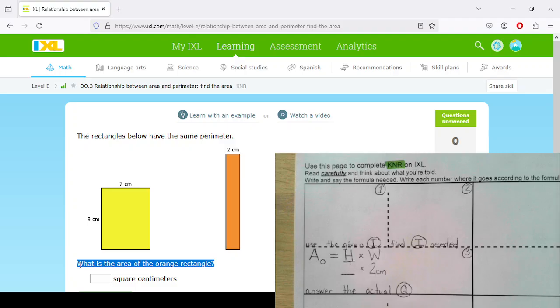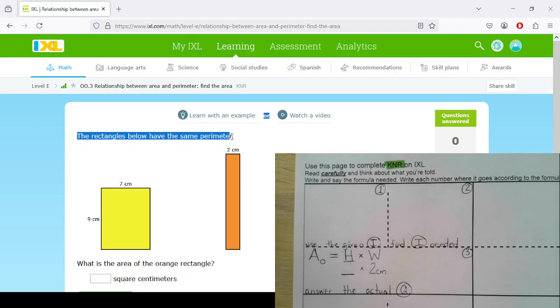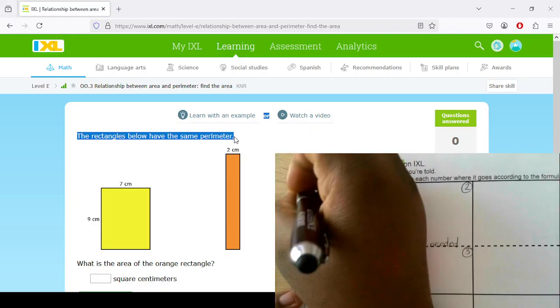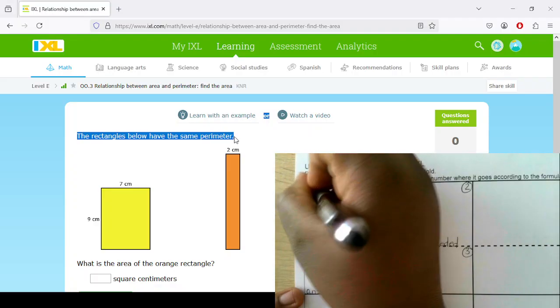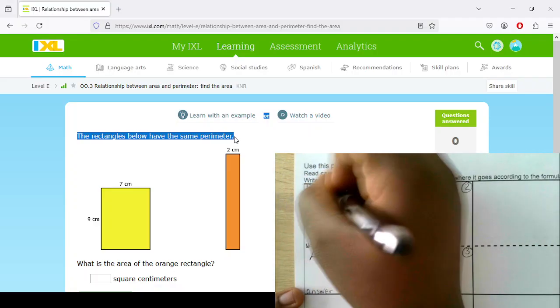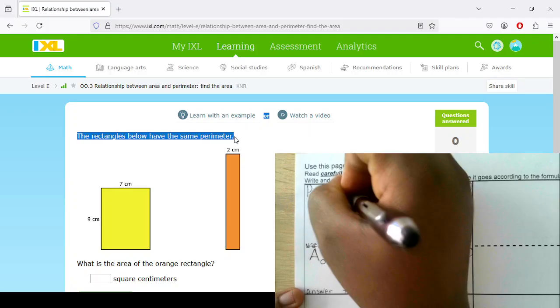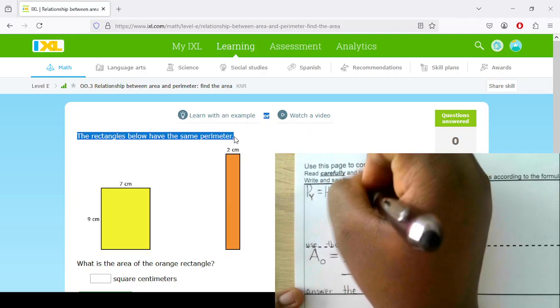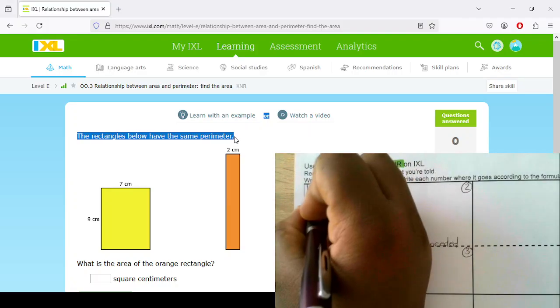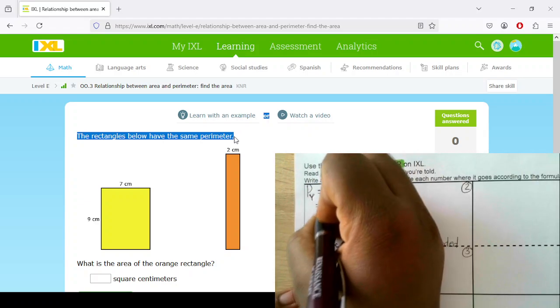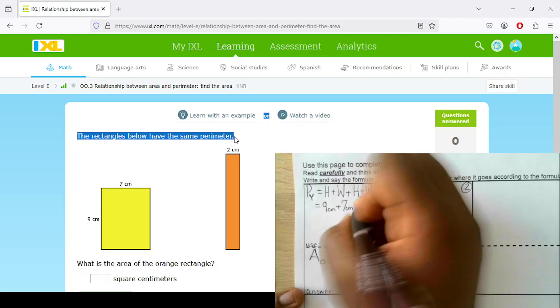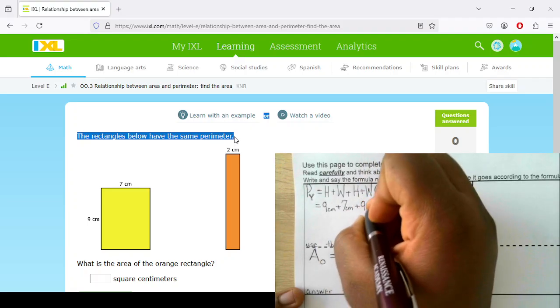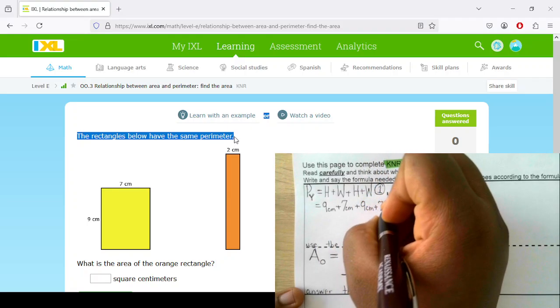So let's go back and use the information that we're given. I'm told that the rectangles below have the same perimeter. So the perimeter of the yellow rectangle, and I'm going to use a Y for yellow, is calculated by adding up the height and width of every side. Yikes, that was a little messy. I'm going to keep my equal signs lined up. The height is 9 centimeters. The width is 7 centimeters. So 9 centimeters plus 7 centimeters plus 9 centimeters plus 7 centimeters.